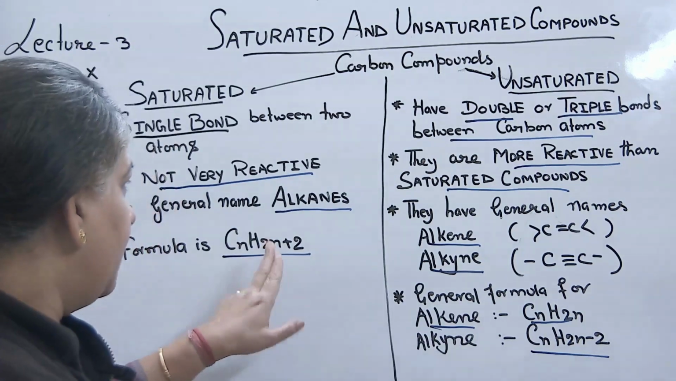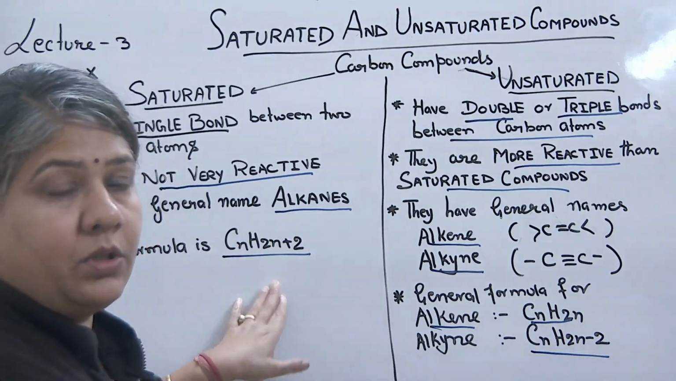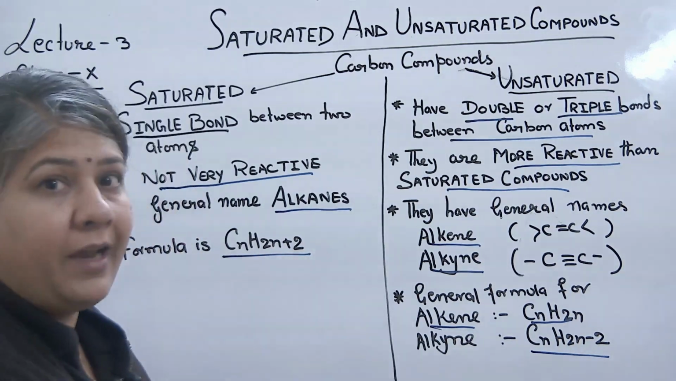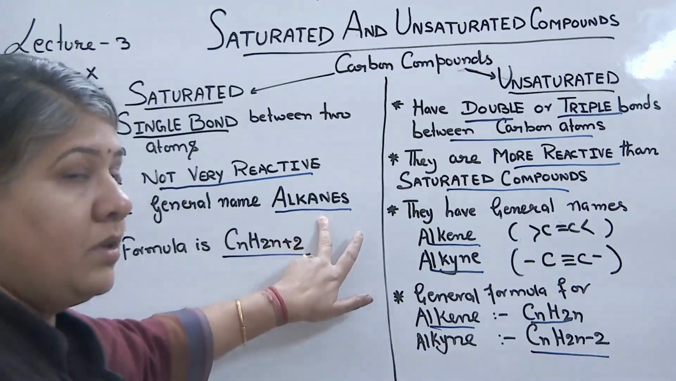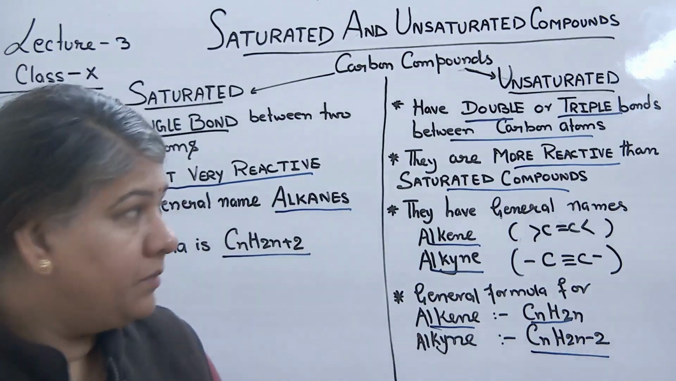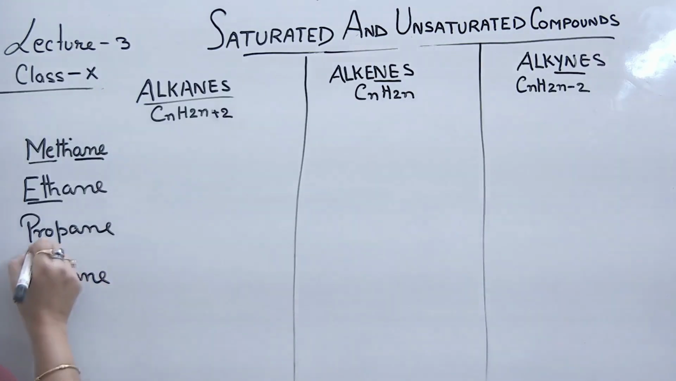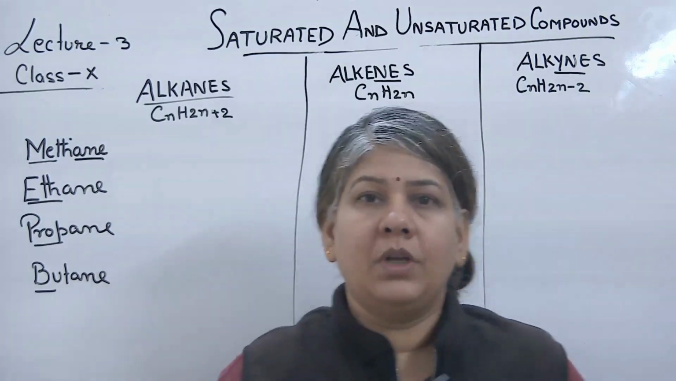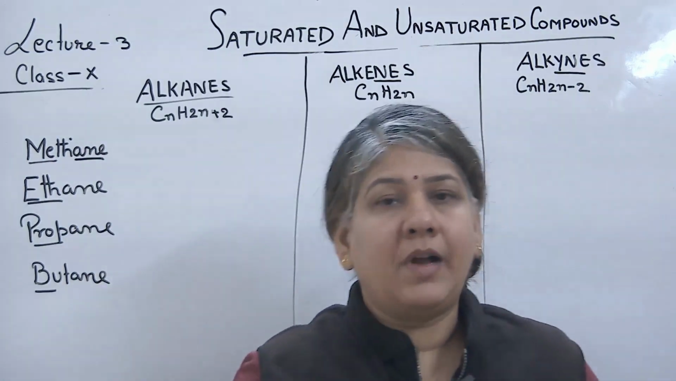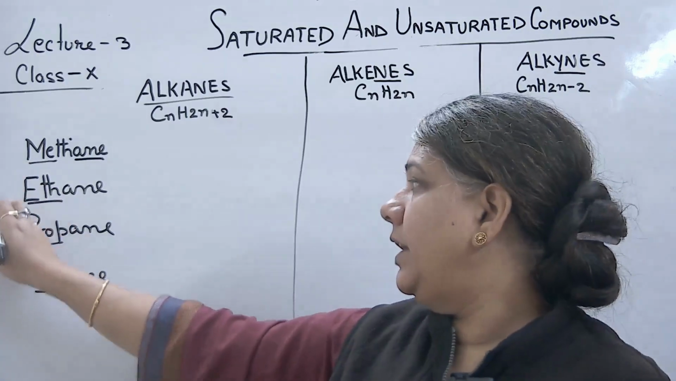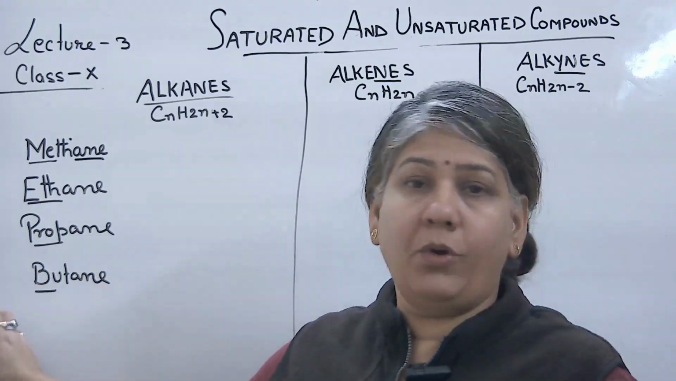Eth is used for compounds having two carbons, then propane, butane. That is how the compounds are named, both saturated and unsaturated. So you must always remember that meth, eth, prop and but represent the number of carbon atoms. So 1 carbon for methane, 2 for ethane, 3 for propane and 4 for butane.